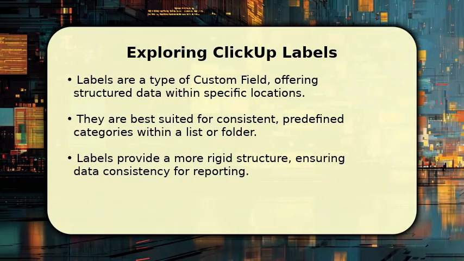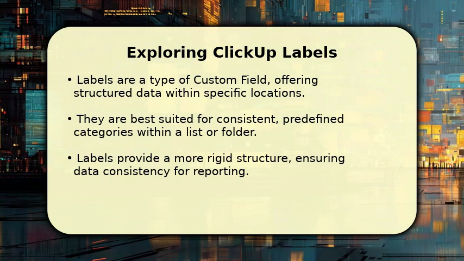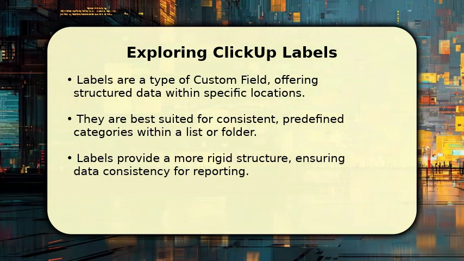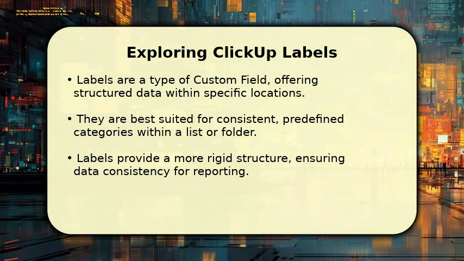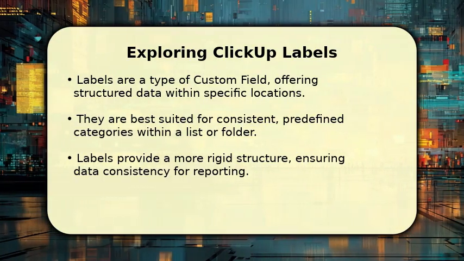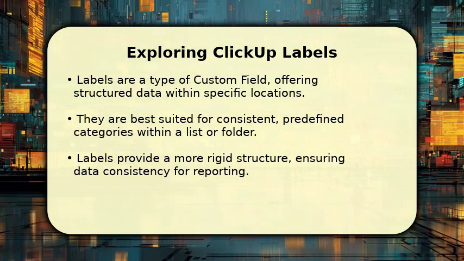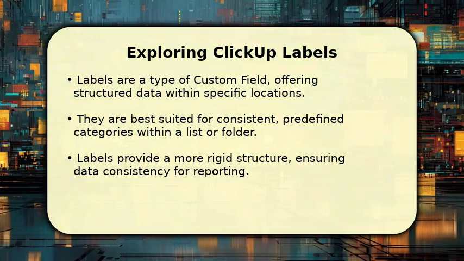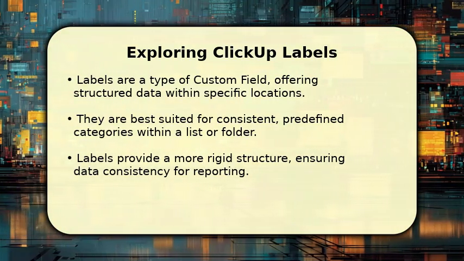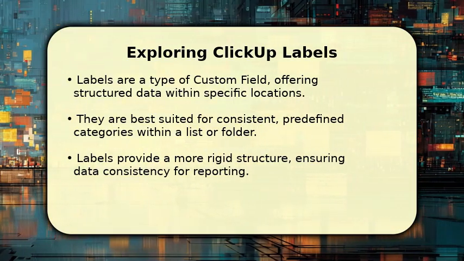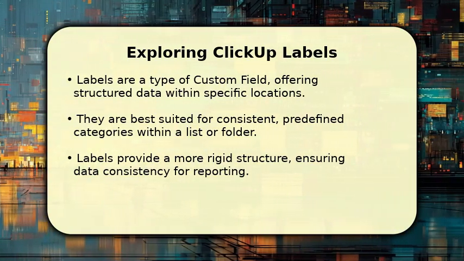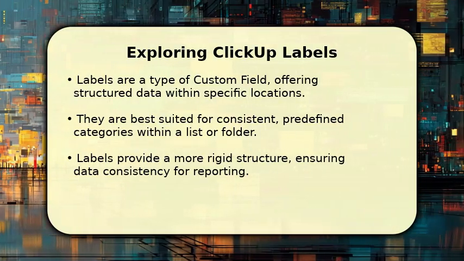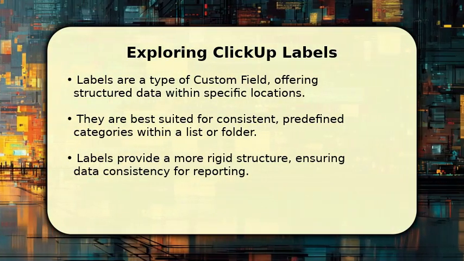Labels in ClickUp are actually a type of custom field, providing a more structured approach to data. They are best suited for consistent, predefined categories within a specific list or folder, ensuring uniformity. This rigidity helps maintain data consistency, which is crucial for accurate reporting and analysis. You can define up to 25 different label options within a single custom field, offering focused categorization.